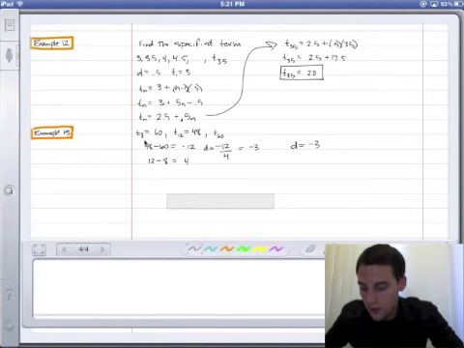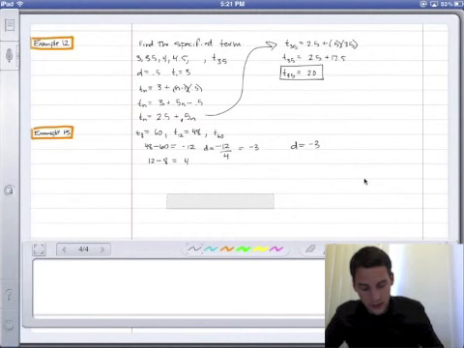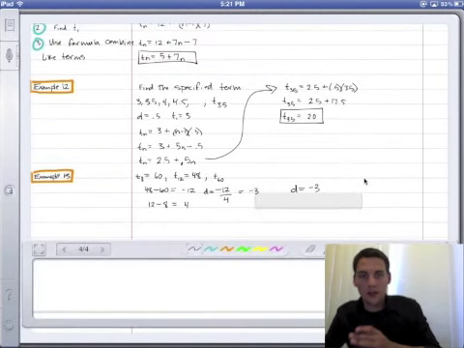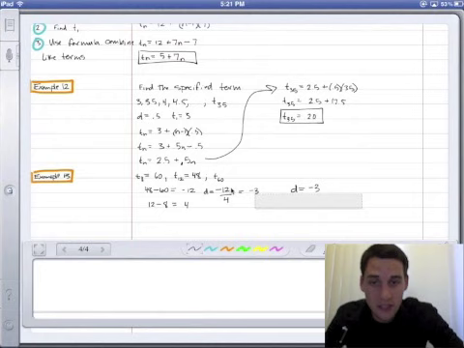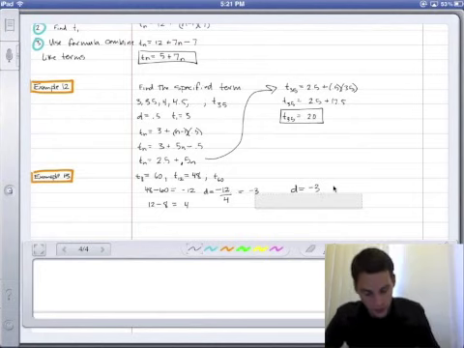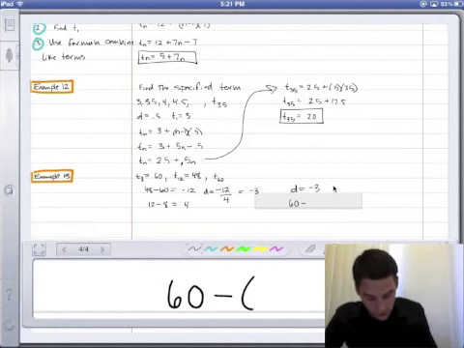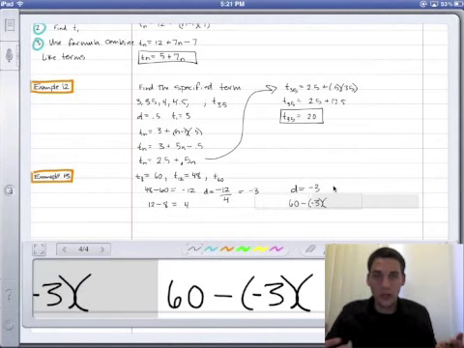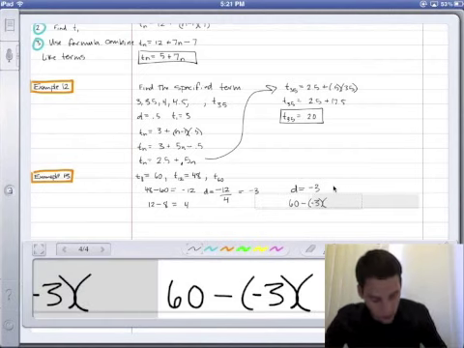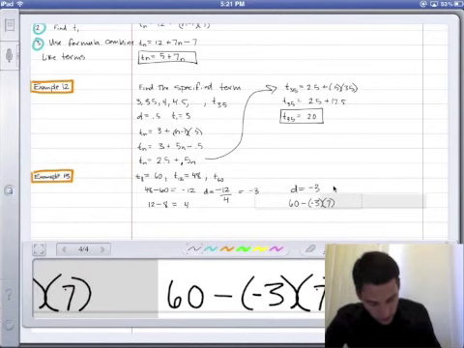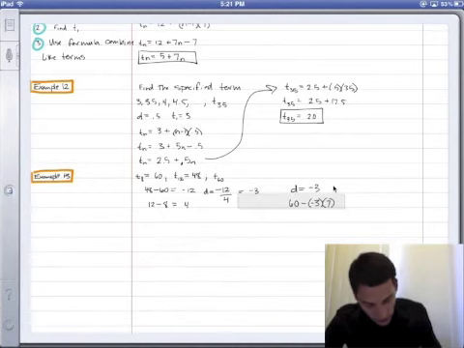So instead of adding d 7 times, I'm going to start with 60 and subtract d 7 times. So I'm going to have 60 minus our d value, which is negative 3, but I'm going to do that 7 times so I can get to term 1. So times 7. And that will be term 1.